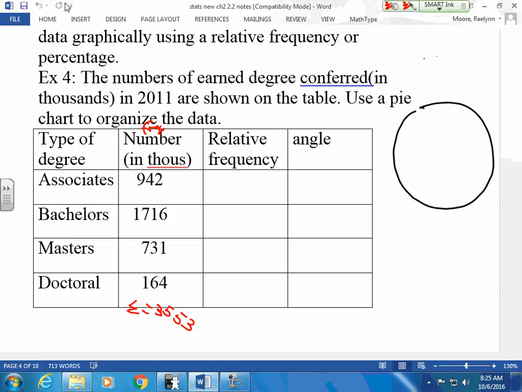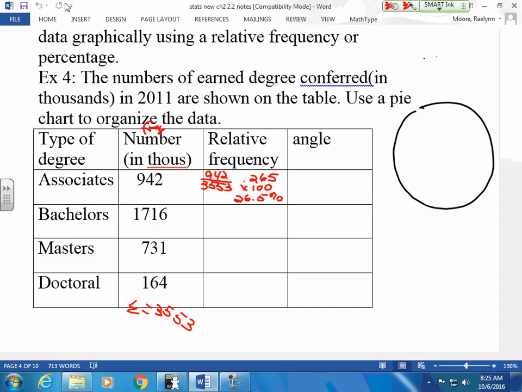I just want to show you how they get the individual parts. So now, your relative frequency is part over whole. You can give this as a decimal, but since we're going to use a percentage, multiply it by 100 and give me a percent.